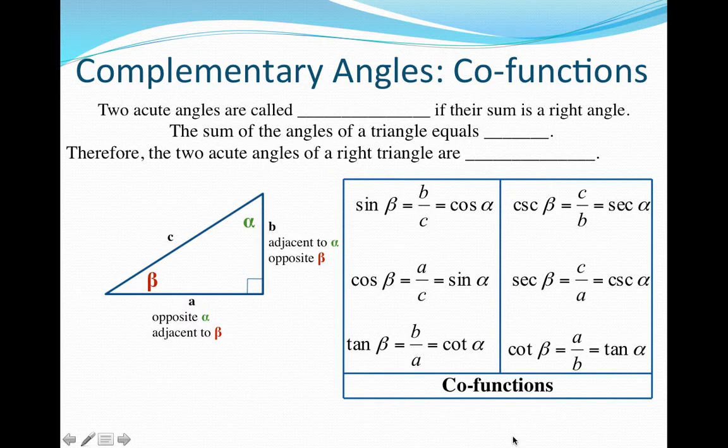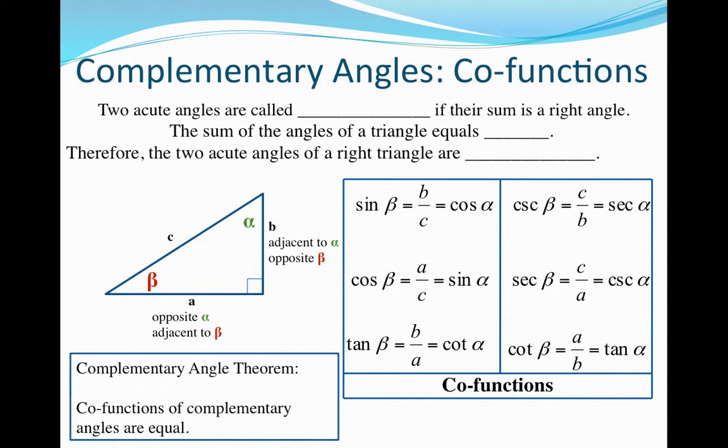These functions are called cofunctions. The sine and the cosine of the acute angles in a triangle are cofunctions of each other. So the sine of beta is the same as the cosine of alpha. The cosine of beta is the same as the sine of alpha. The tangent of beta is the same as the cotangent of alpha. So sine and cosine are cofunctions. Tangent and cotangent are cofunctions. Secant and cosecant are cofunctions.